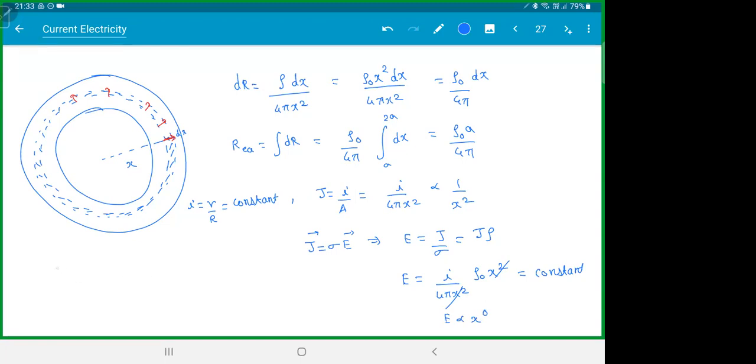What else do you want? Drift velocity. I is equal to N E A V drift. Current is constant, N is constant, E is constant. The V drift is proportional to 1 by area. That will be 1 by 4 pi x square, 1 by x square. Please check.